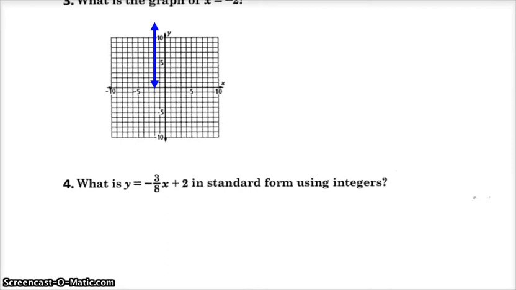And last but not least, you had to convert to standard form. So to get rid of that fraction, we're going to multiply through by the denominator. So I'm going to multiply everything by 8. So I get 8y equals negative 3x plus 16. I'll then add 3x to both sides. So 3x plus 8y equals 16.